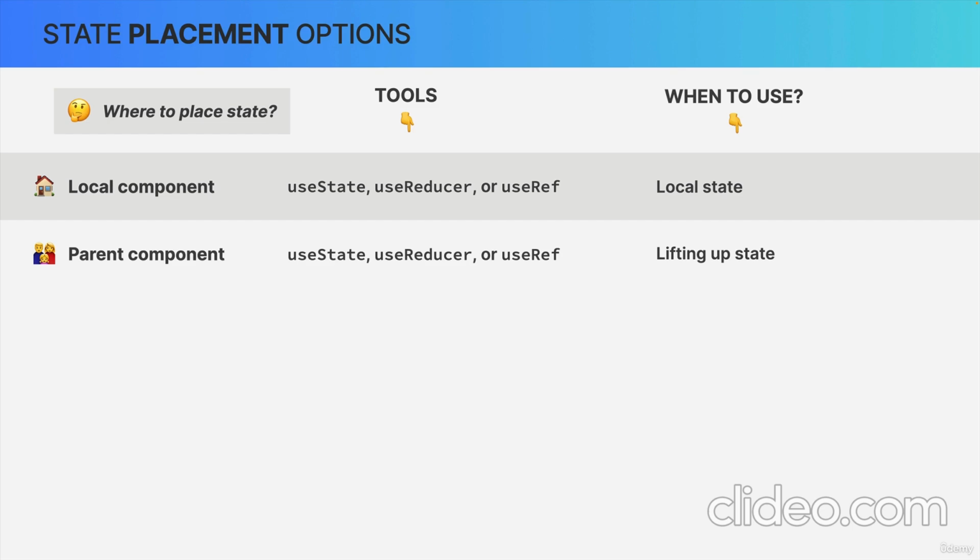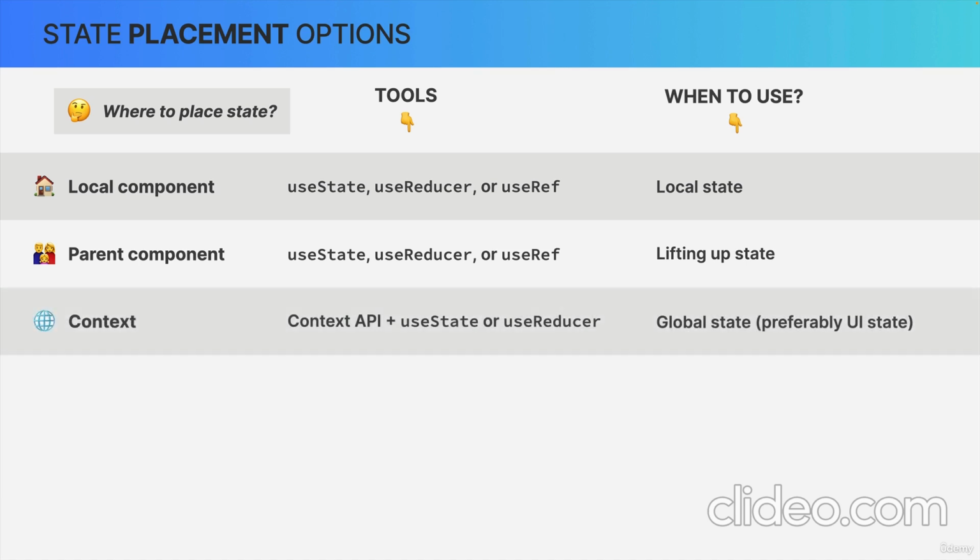However, even that sometimes is not enough. So sometimes we have actual global state, and then one good solution is to place the state into a context. So this is where the context API that we have been learning about comes into play, as we can use it together with useState or useReducer to manage global state. Just note that context on its own is actually not who is managing the state.